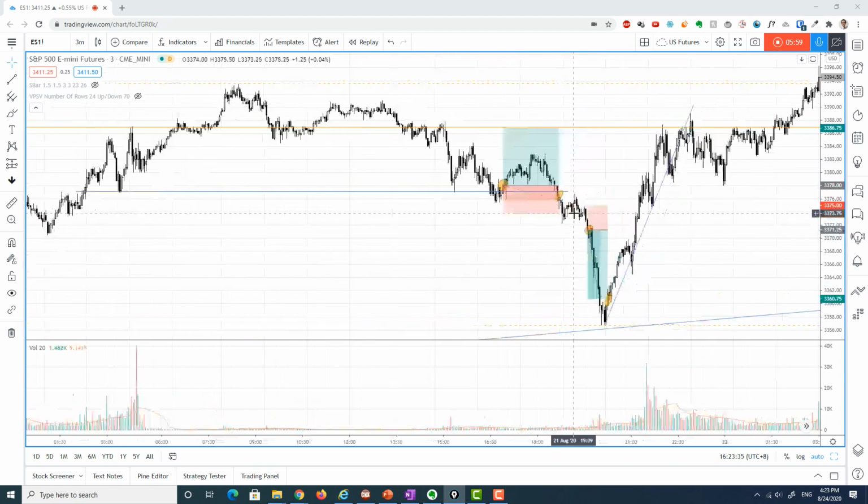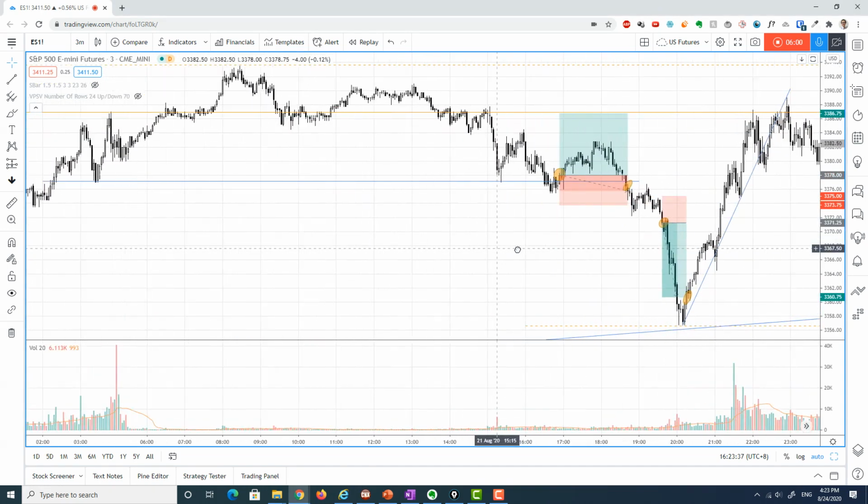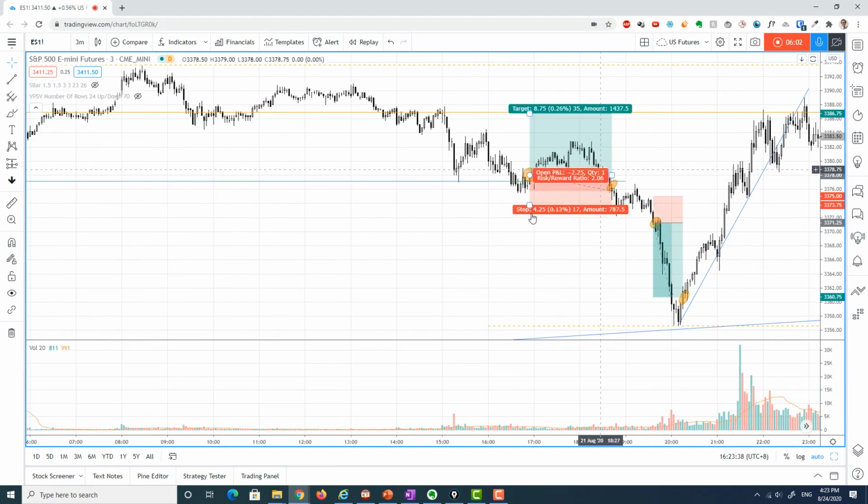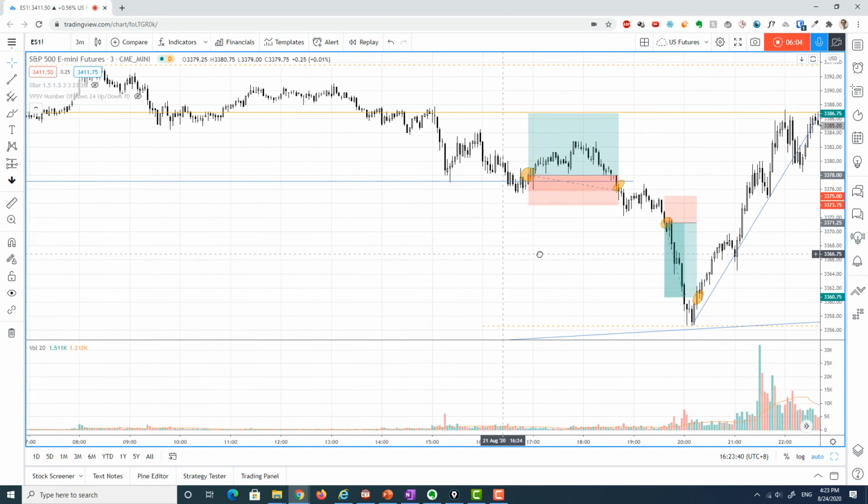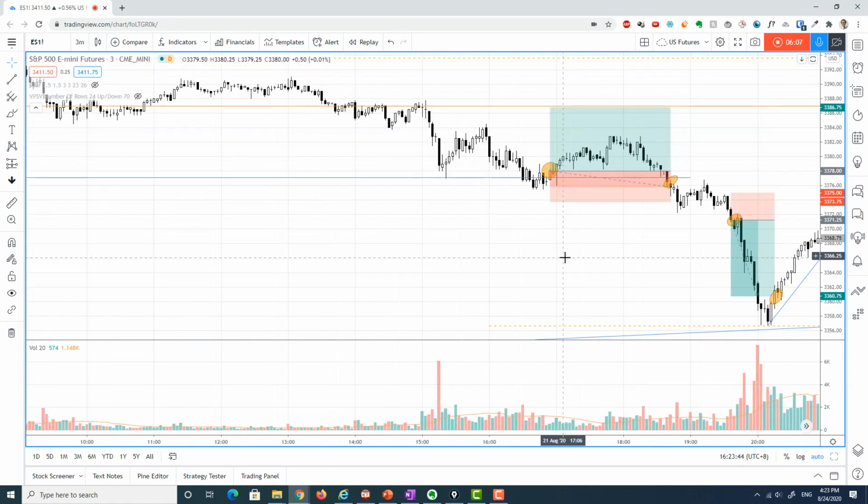You can see that during the London session, we have seen the reaction. Let me just drag this down a bit. Okay, so this is the reaction test of the 33.77 level, followed by a spring type of action.